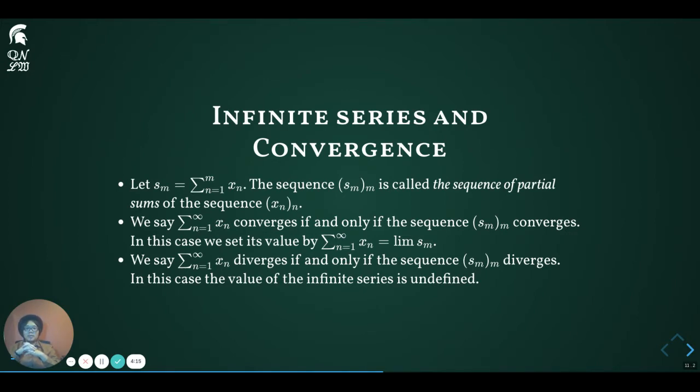Frequently, we denote this using S sub m. S sub m is the sum of the first m terms of the infinite series corresponding to our sequence x sub n. Namely, it is the sum of x sub 1 plus x sub 2 plus x sub 3 plus all the way up to x sub m. It is a sum of a part of the series, hence the name partial sum. By doing this for every natural number m, we see that S sub m forms itself a sequence.